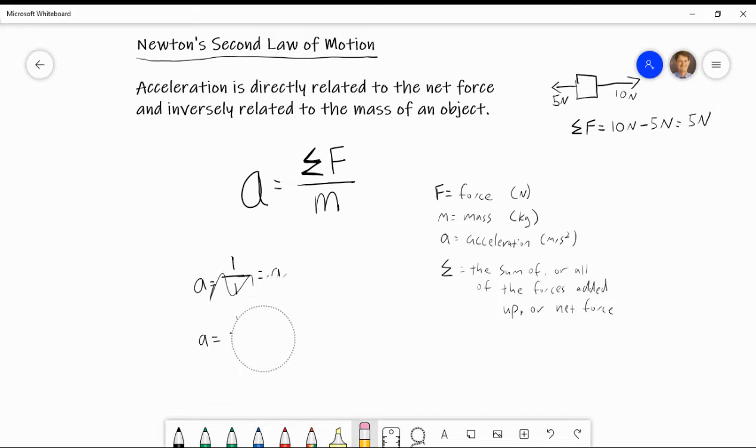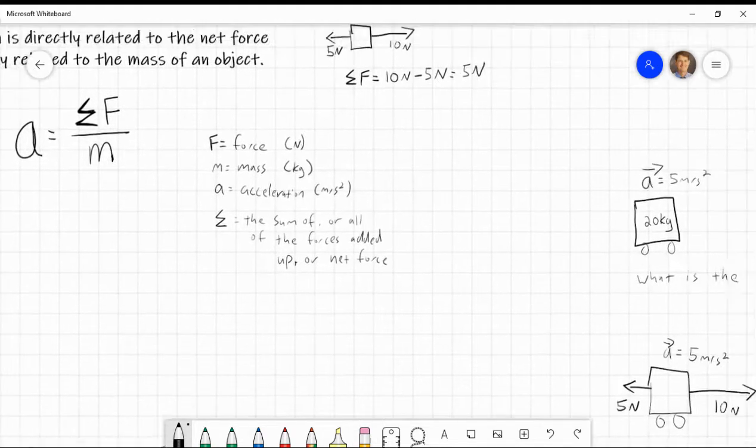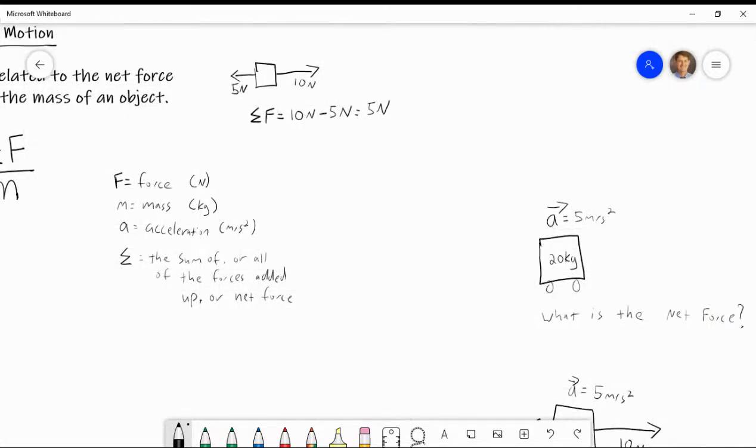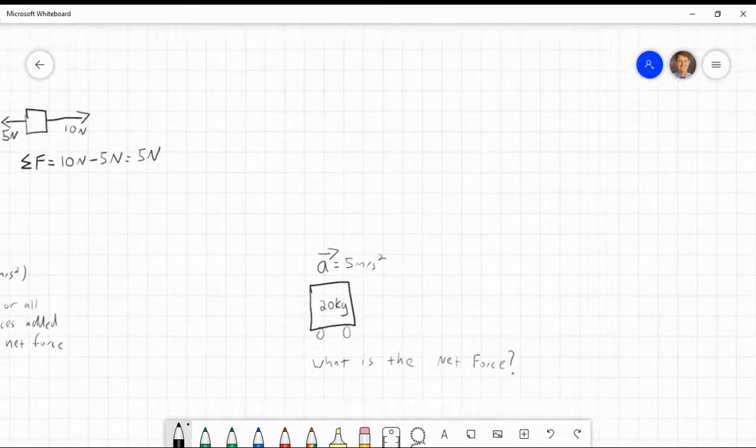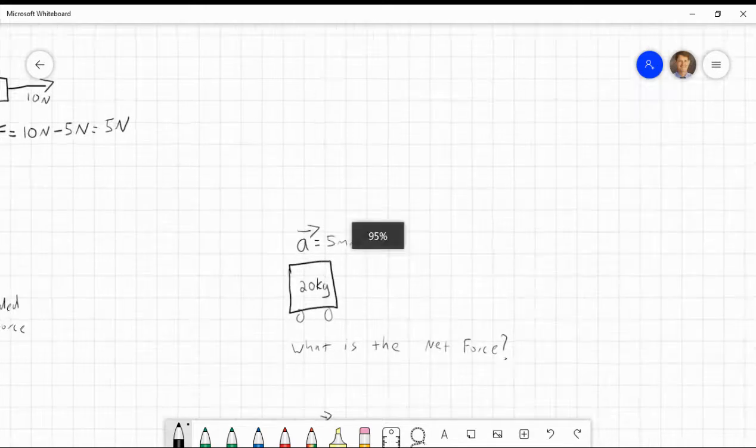I mean, things that are really heavy don't speed up. It's harder to get them moving, right? Imagine, well, there's a million examples, but that's pretty much that. So what is this going to look like? Well, we could approach this equation in 3 different ways, right? I could give you a problem that looks like this.